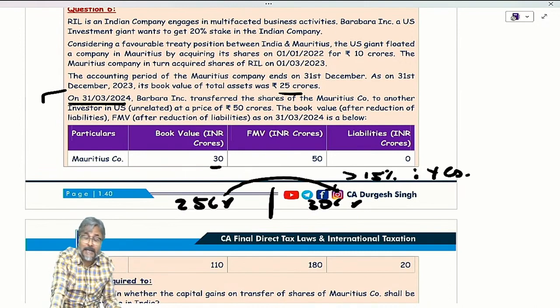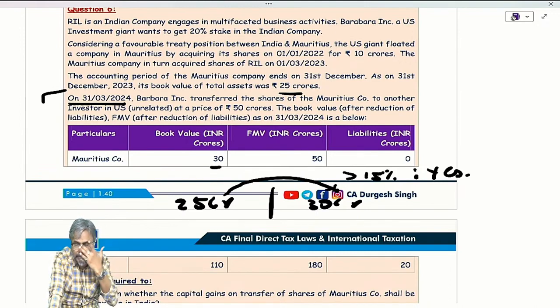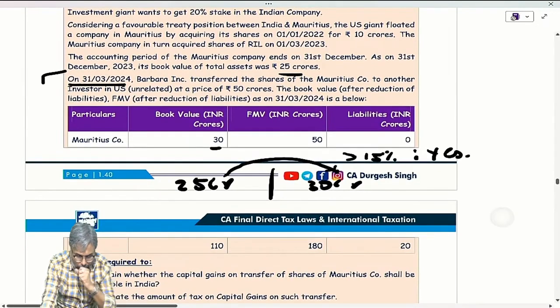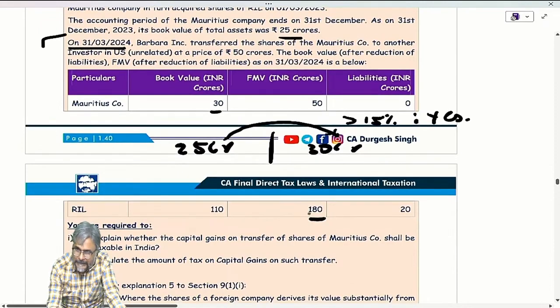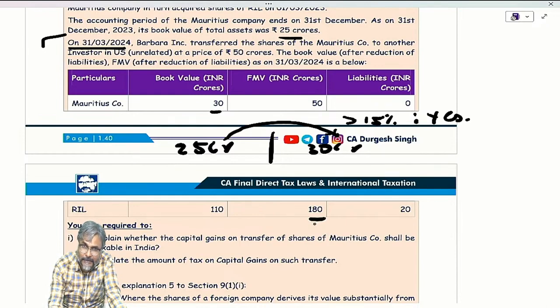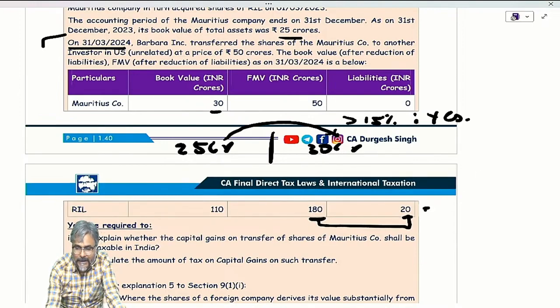Now, as on this date, which is 31st of March 2024, what we have to see? We have to see that the aggregate fair market value of all the assets, the investment in the Indian asset, should be more than 10 crore. Now, if you see, students, over here, RIL is 180. This is after reducing the liability. And if I add the liability, then the fair market value would be 200.